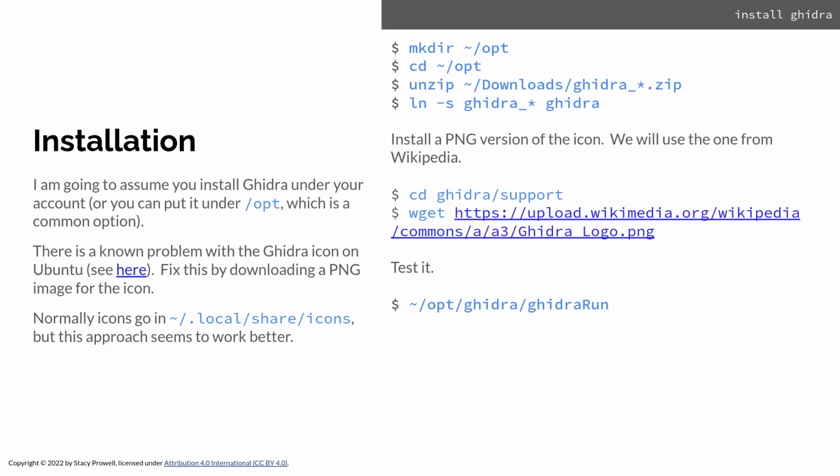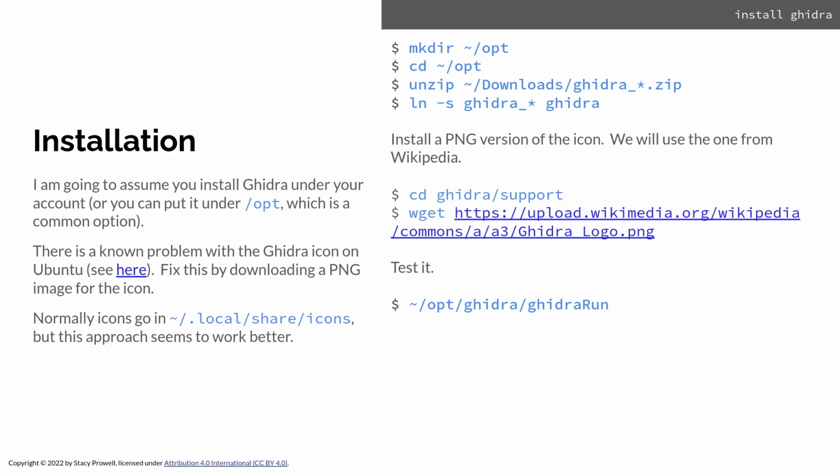Installing is pretty simple. The way I tend to install it is I make a little opt directory under my home area, and then I decompress the Ghidra zip file, which is how it comes to you, into that directory, and I make a symbolic link so that I get the correct version. There are reasons that you might want to use more than one version, but if you just want the latest version, that's nice too, because it reduces the path to just opt/ghidra.